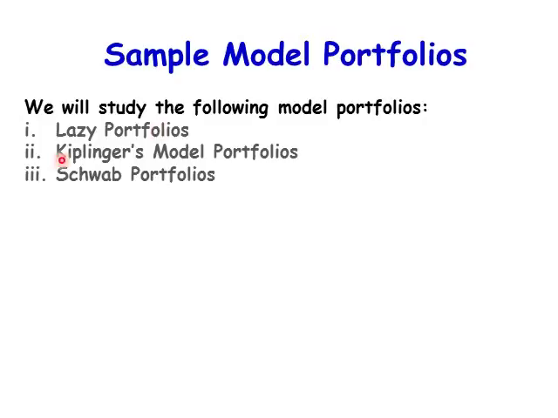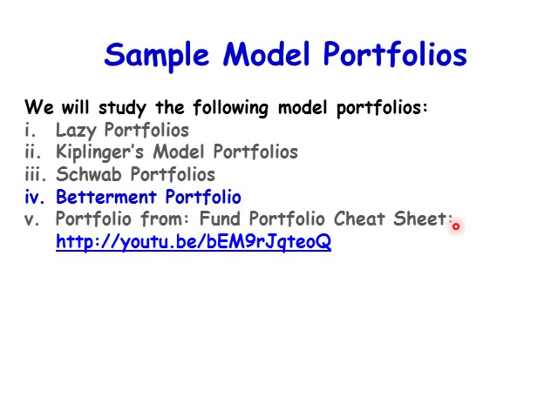We are looking at these first three here. The next one is a Betterment portfolio. Let's find out, and after that we will look at the portfolio we did in a cheat sheet. For education purposes, why do I want a Betterment portfolio? First thing is I'm an active portfolio type person, and this is a passive portfolio.